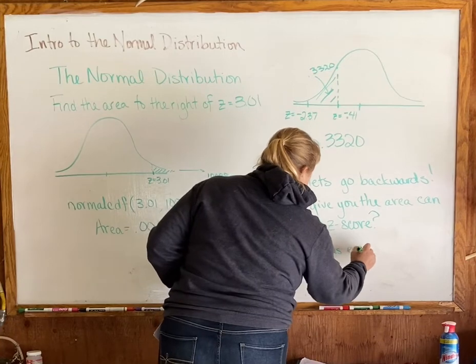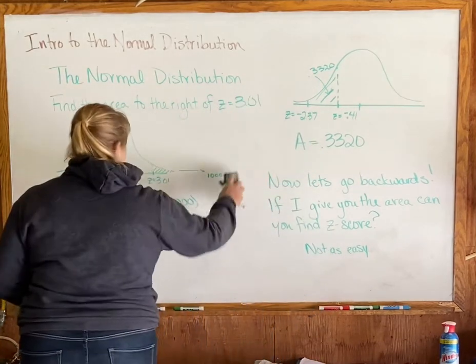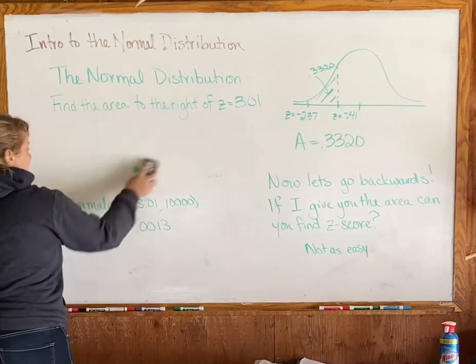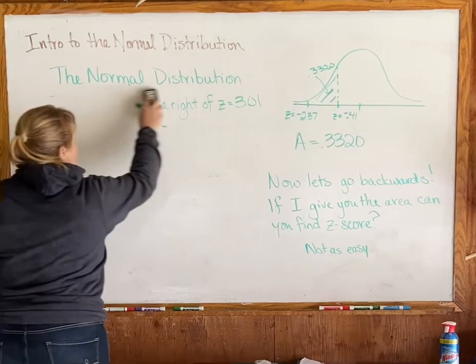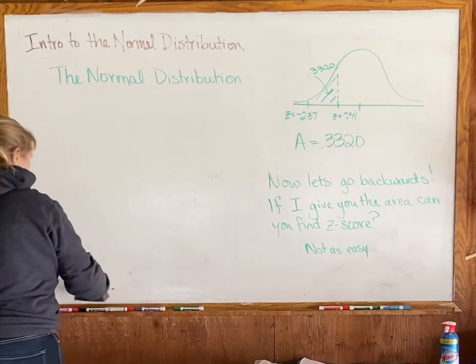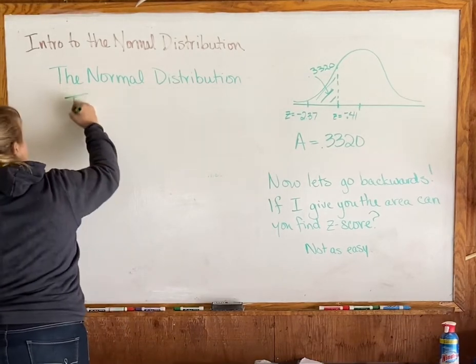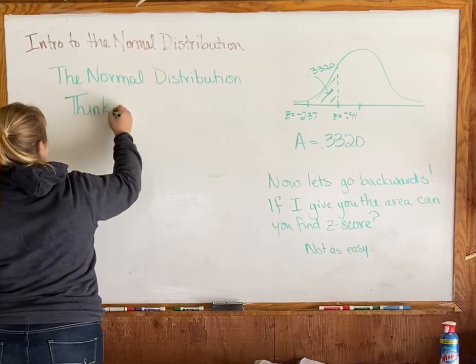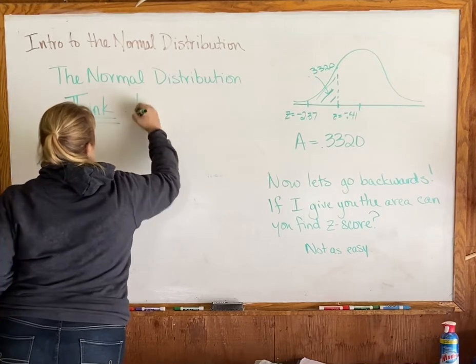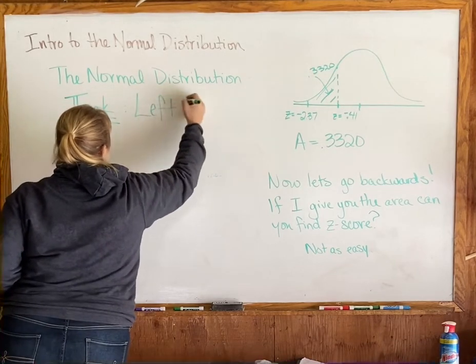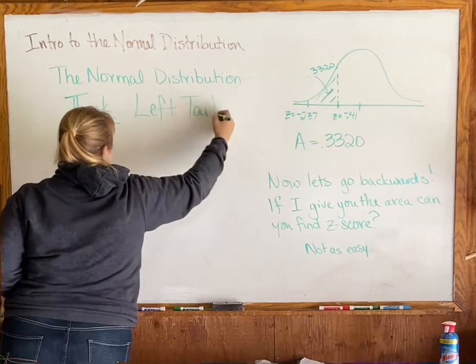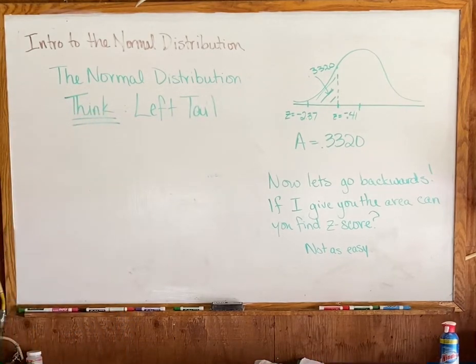And the biggest reason why this is not as easy is because the way the calculator does this is always by giving you a left tail, okay? Left tail. So you need to think left tail, always left tail. So we'll start with a left tail just to see how this works, but then I'm going to show you one that isn't a left tail, and we're going to have to figure out what we need to do here.